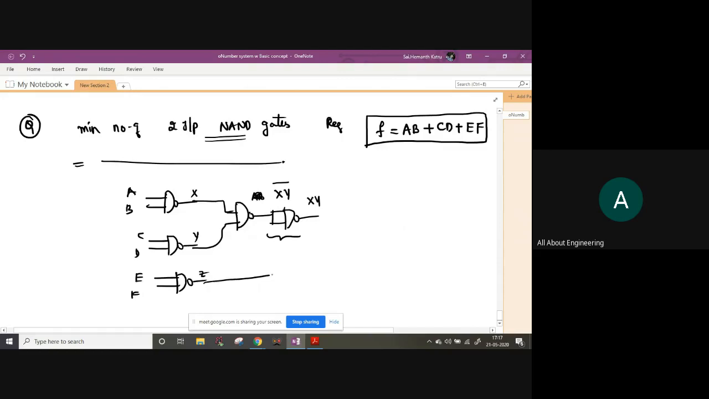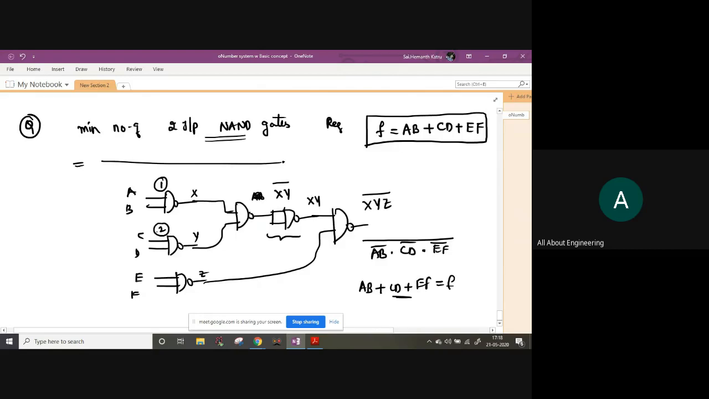Now I am giving this also here. So I will get xyz whole bar, which is nothing but x is AB bar, y is CD bar, z is EF bar. Complement of this whole will give you AB plus CD plus EF. So the desired function is obtained, by using 1, 2, 3, 4, 5, 6 gates. So minimum 6 two-input NAND gates are required to design this. Okay.